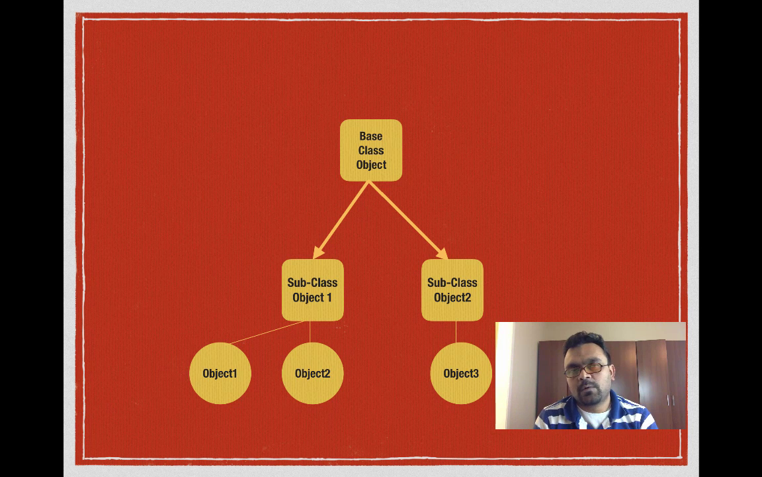So in this tutorial, we are going to create a base class object. And from the base class object, we are going to create two subclass objects, which will inherit properties from the base class object, but can have their own properties. And then from each subclass object, we can create different objects. We're going to do the whole thing using prototype inheritance. JavaScript does not have class definition like Java.